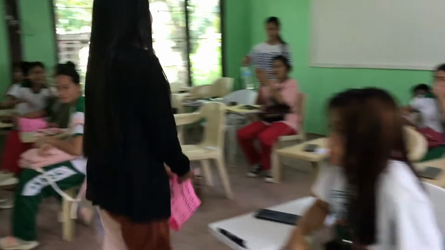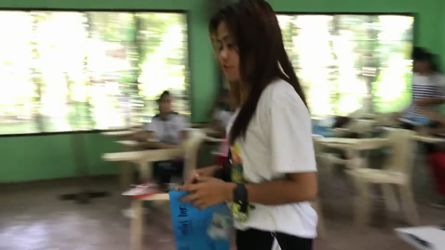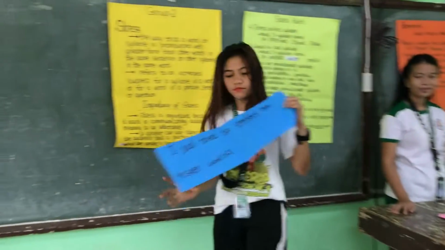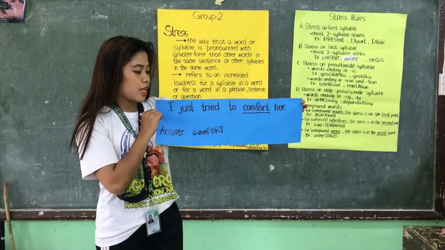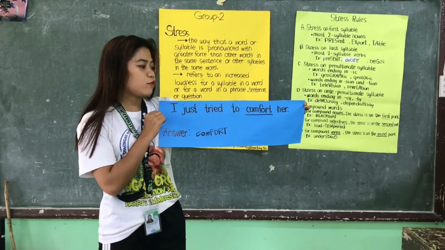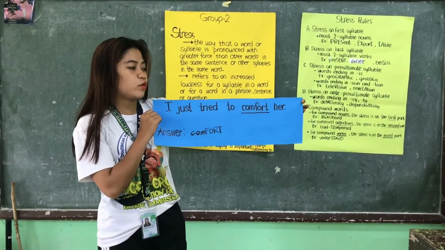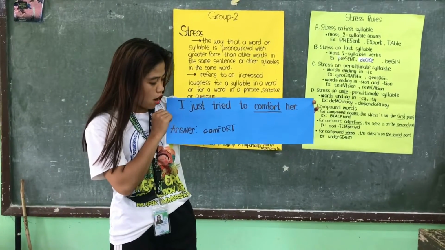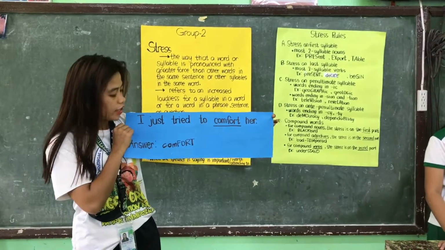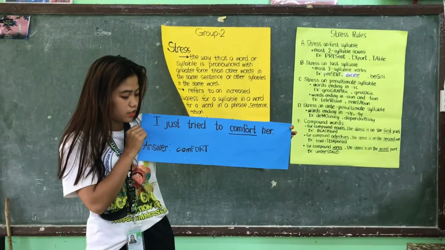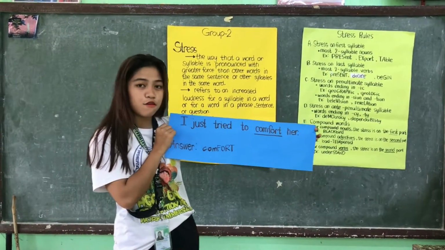Group 4. I just tried to comfort her. The underlined word in the sentence is the word comfort. Comfort is a verb, so the stress in this word is on the first syllable, as a verb.